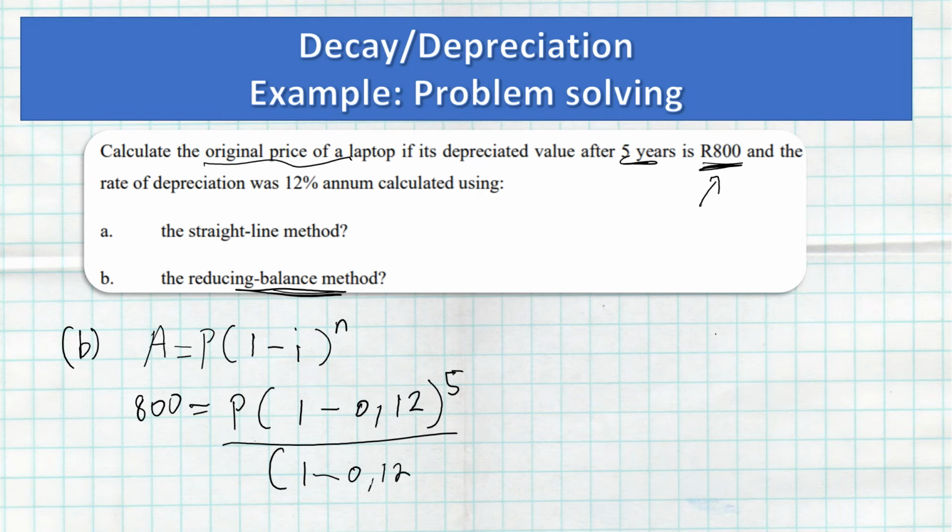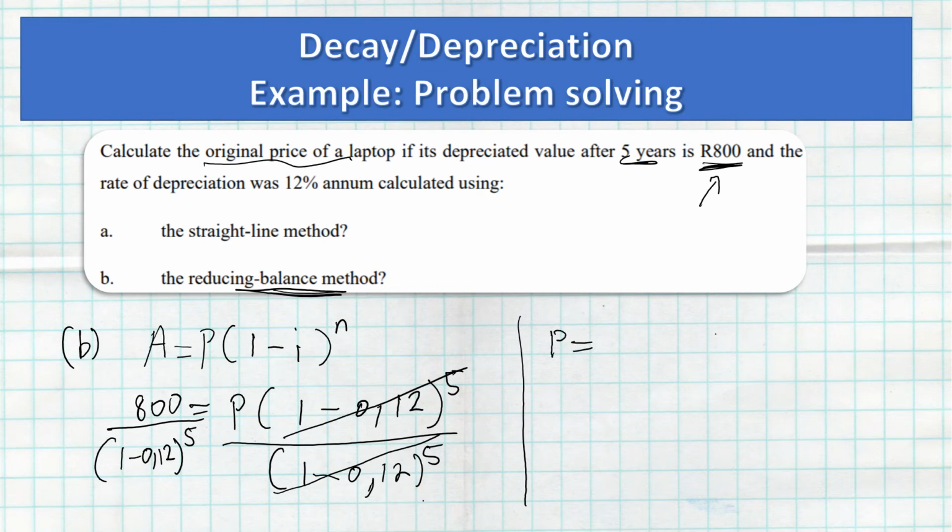0.12 exponent 5, divided by 1 minus 0.12 exponent 5. So this one will cancel out this one. Then I will solve for P and the answer will be 1,515.92. So that was the original price using the reducing balance method. So that will be the original price of the laptop.